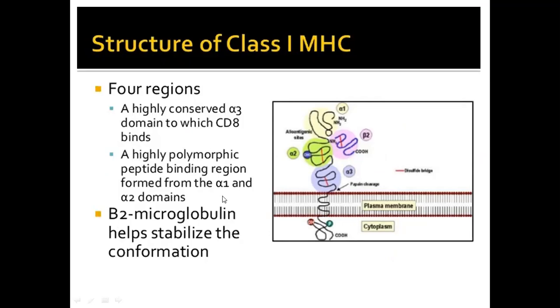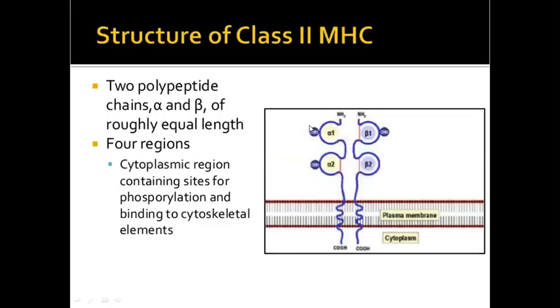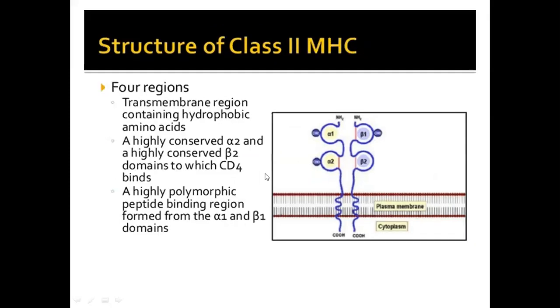Then this is the structure of the class 2 MHC molecule, with two polypeptide chains, alpha and beta, of roughly equal length, and the domains are similar to immunoglobulins. The cytoplasmic region contains sites for phosphorylation and binding to the cytoskeletal elements. Next, the transmembrane region contains hydrophobic amino acids, and the highly conserved alpha 2 and beta 2 domains to which CD4 binds. There is a highly polymorphic peptide binding region formed from alpha 1 and beta 1.